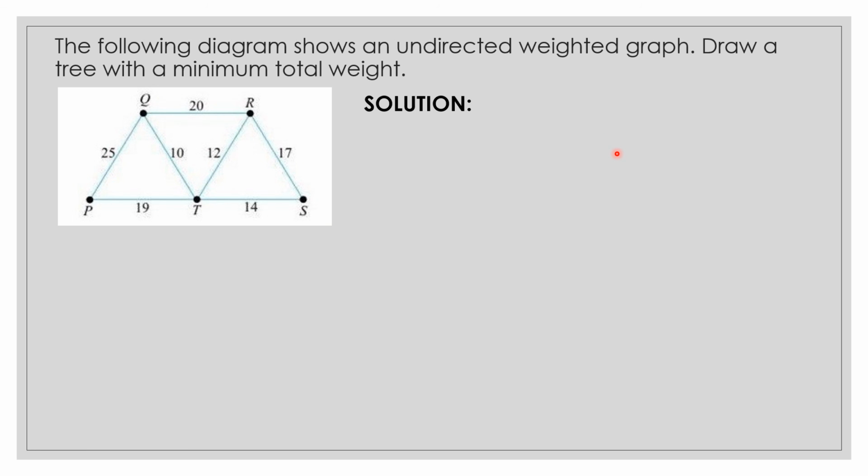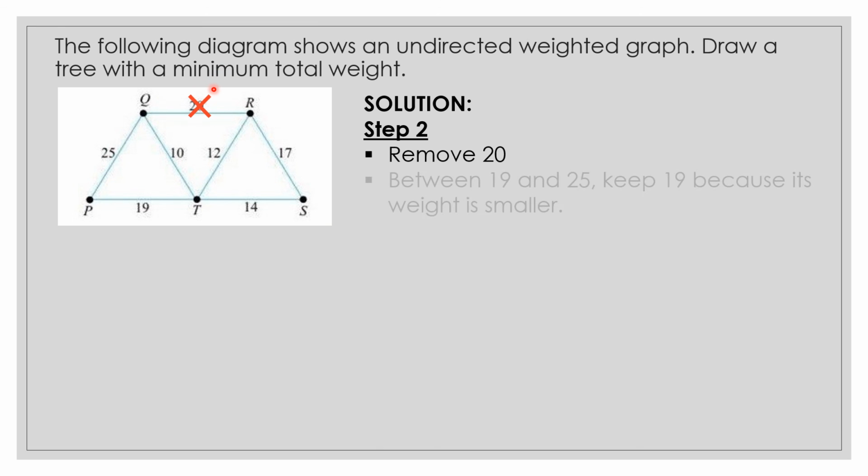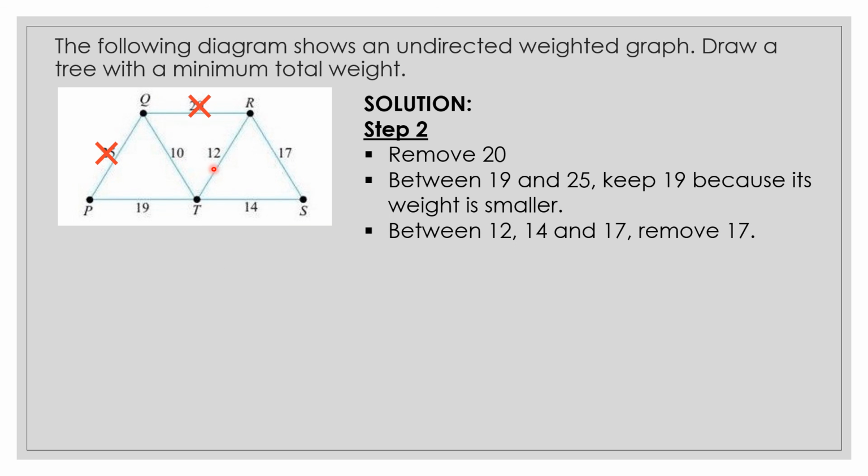We go to step 2. So we remove 20, also the greatest weight. Then we remove between 19 and 25. We try to keep 19 because the weight is smaller, so remove 25. So what do we need to do next? Between 12, 14, and 17, we remove 17.